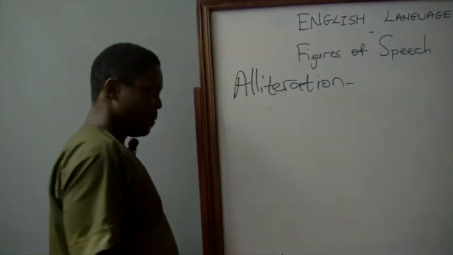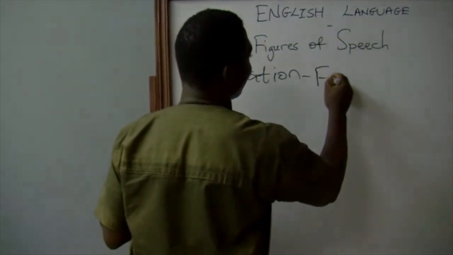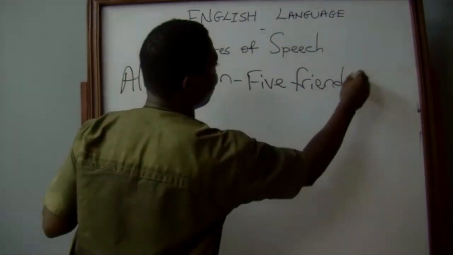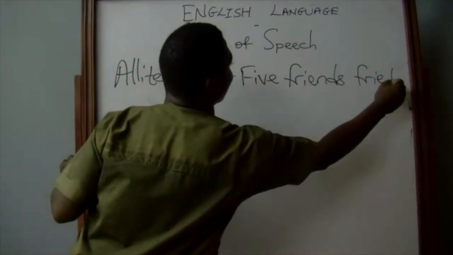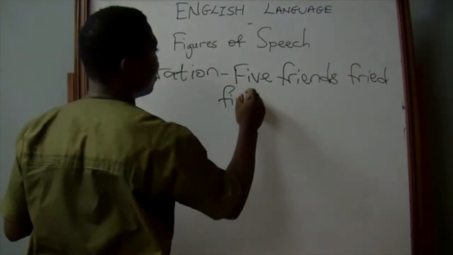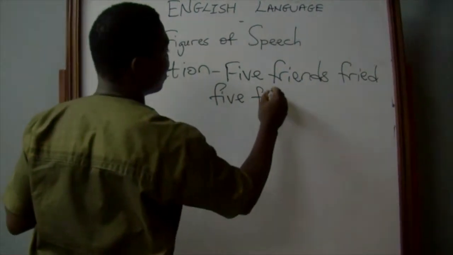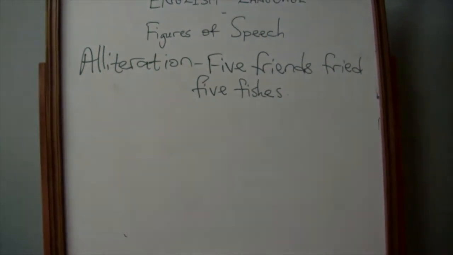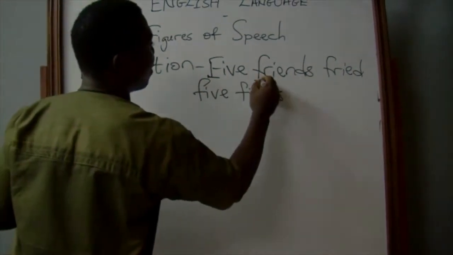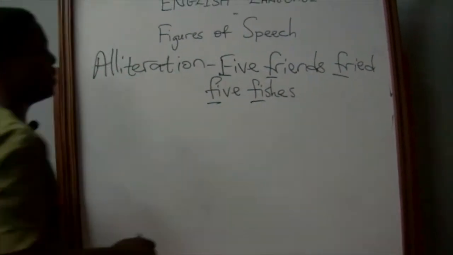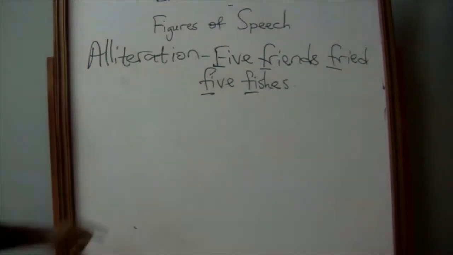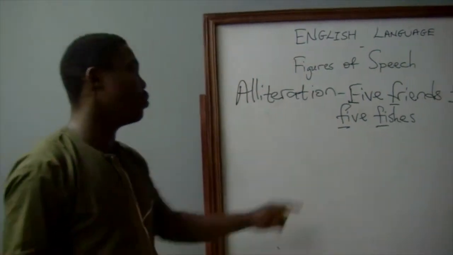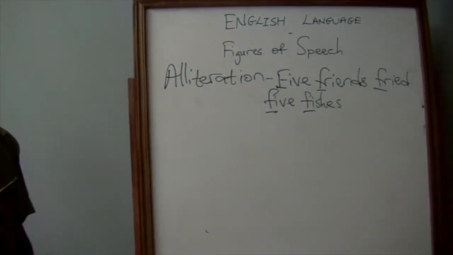So by saying "five friends fried five fishes," obviously I have repeated the consonant sound. I've repeated the sound all through. So the repetition of consonant sounds anywhere will give us alliteration.